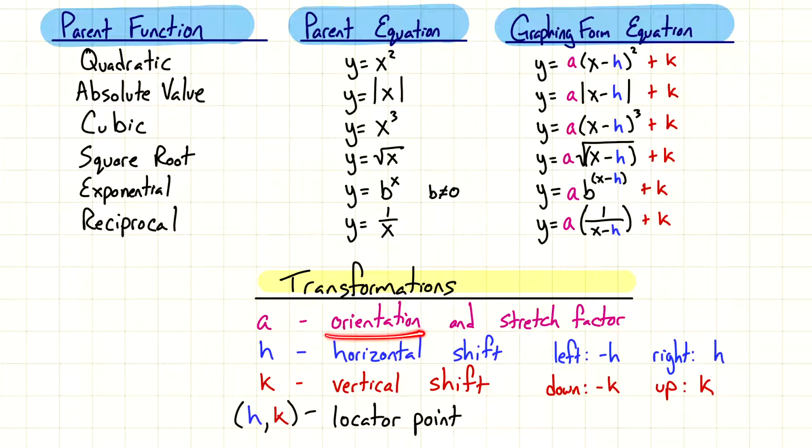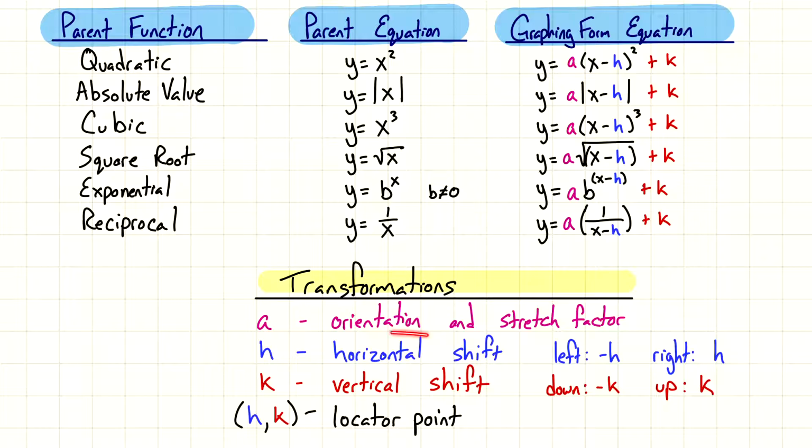So as a reminder, all the transformations begin with your a value. It will tell you the orientation, is it positive or negative, and then the stretch factor. So is it going to be 1, 2, 3? Is it going to be 1/2, 1/3? Usually it's going to be some fraction or some whole number. And when we talk about stretch factor, I am looking for that positive number, right? Even if it's a negative orientation.